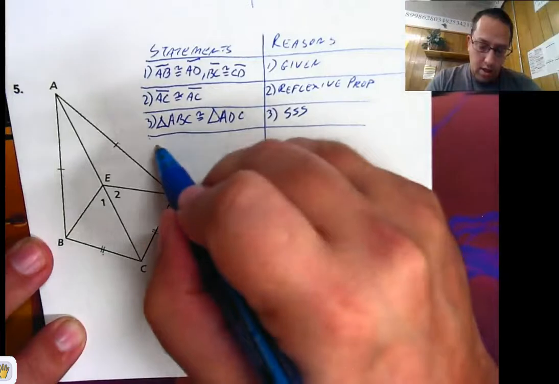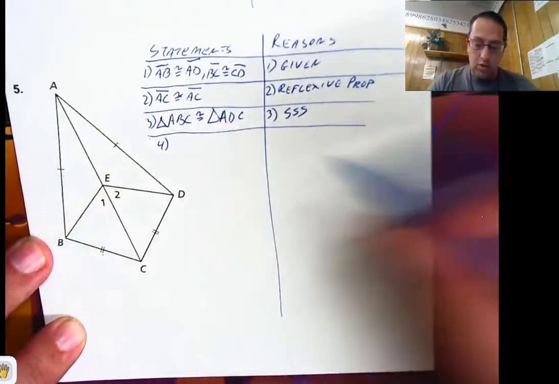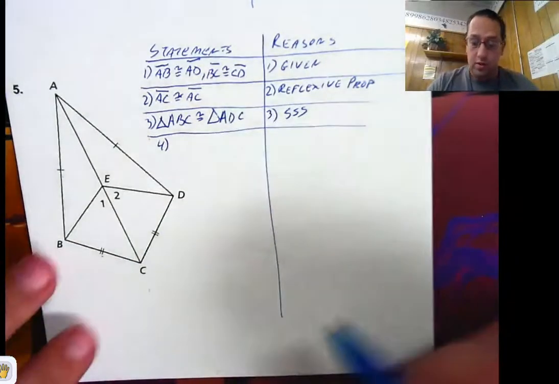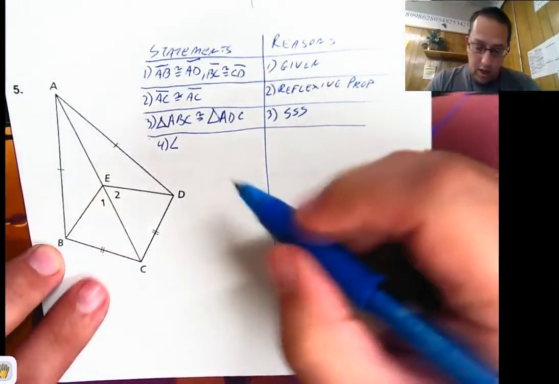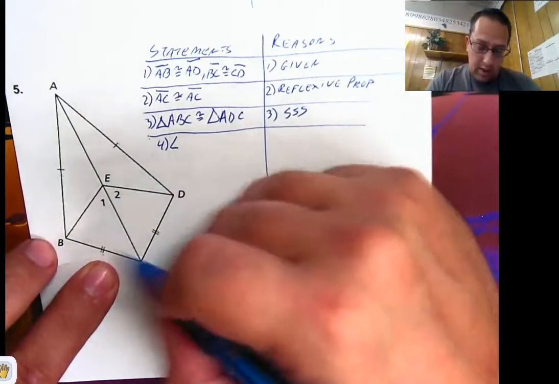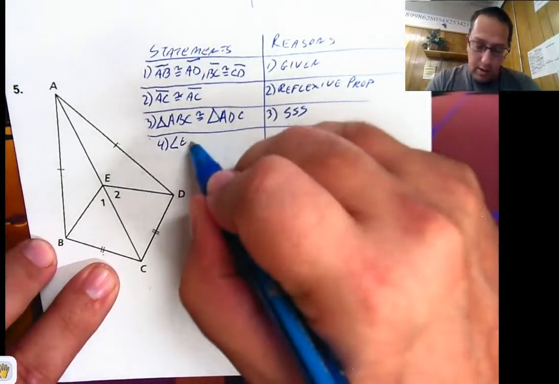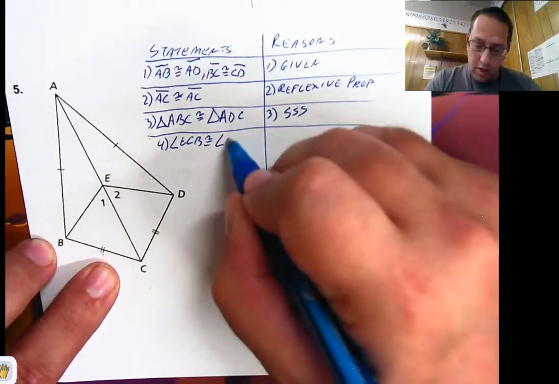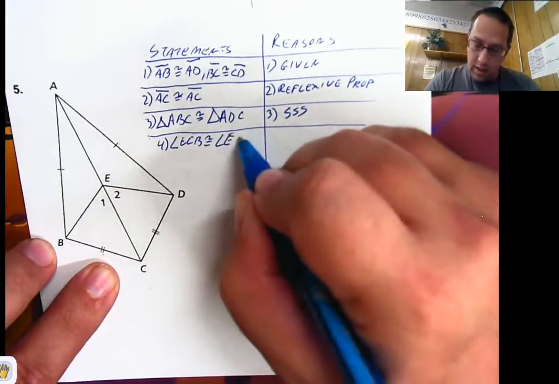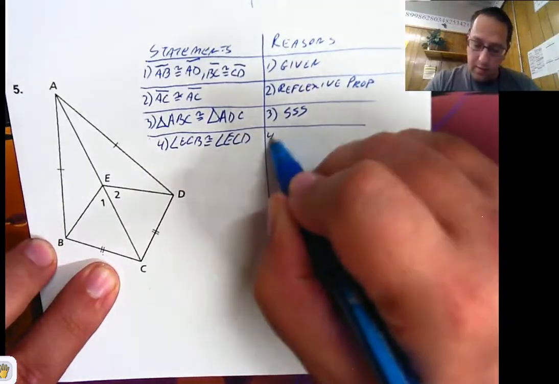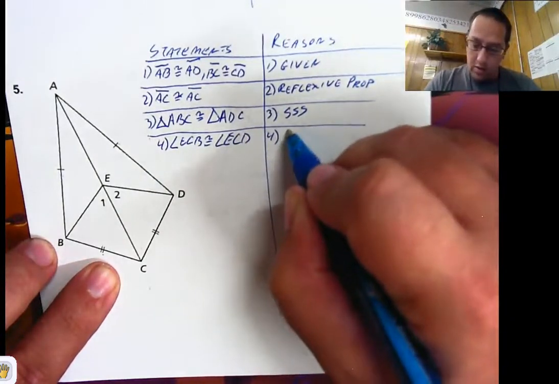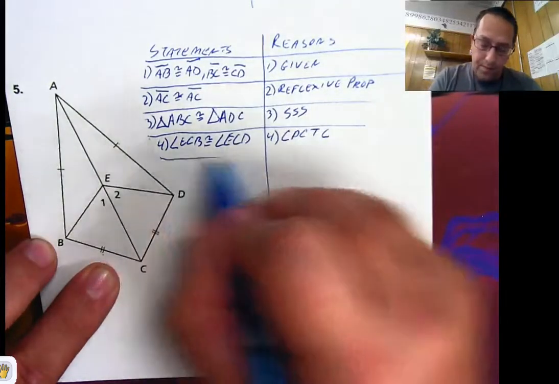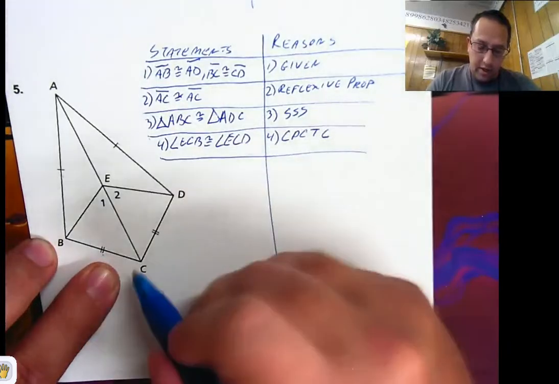Okay. Now, since those two triangles are congruent, that means these two angles are congruent because they correspond to each other. So angle, what is that? That would be ECB is congruent to angle ECD, because those are corresponding parts of congruent triangles and they are congruent. So that gives me this angle.